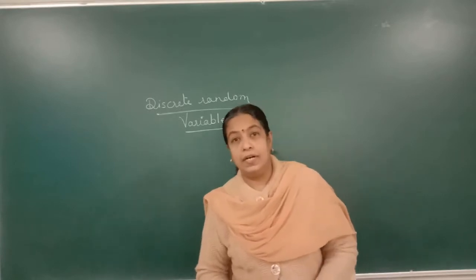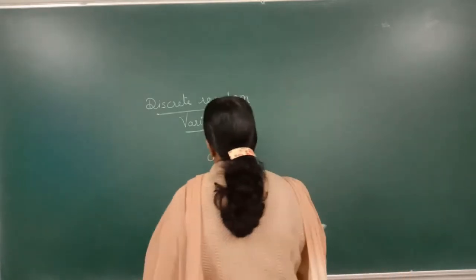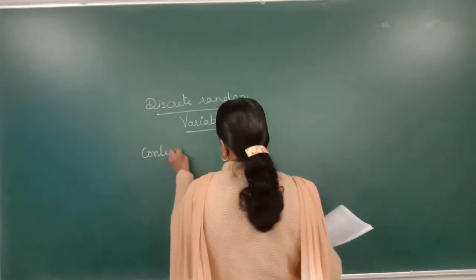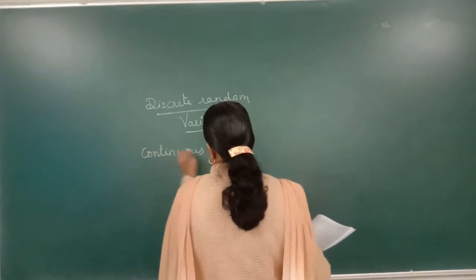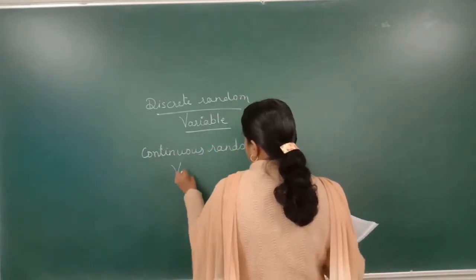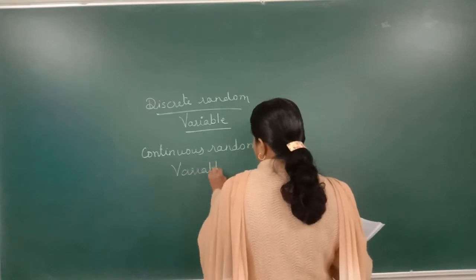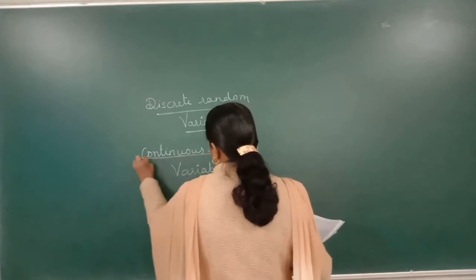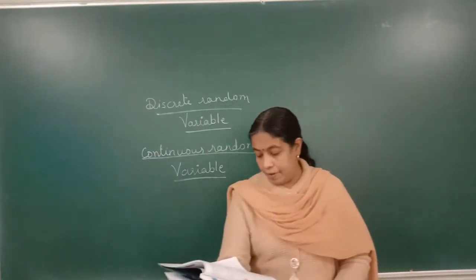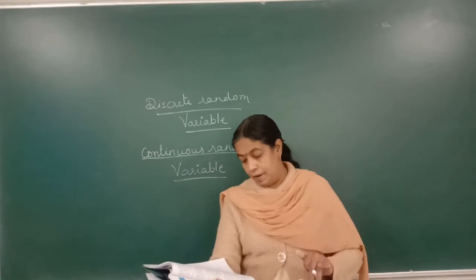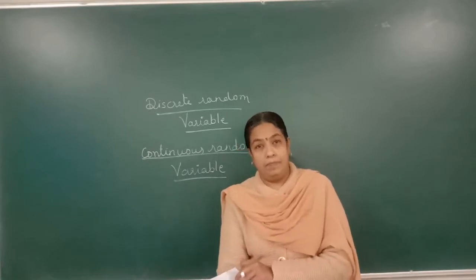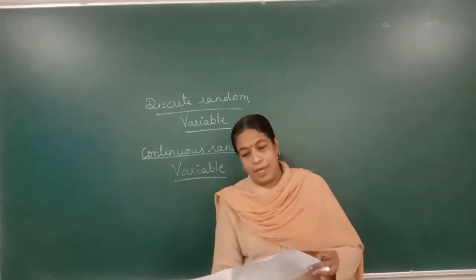Now we will consider the second variable, that is continuous random variable. This is continuous random variable. Now we will first study that a random variable is a continuous random variable if its possible values form an interval of real numbers. We will take examples of it.